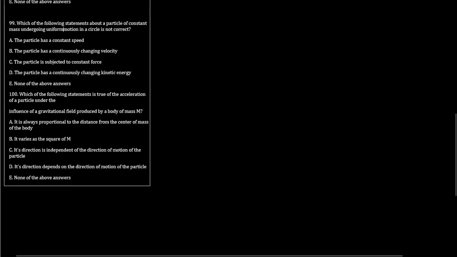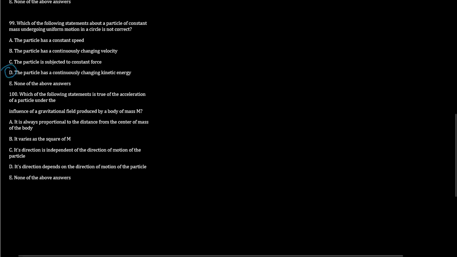Question number 99. Which of the following statements about a particle of constant mass undergoing uniform motion in a circle is not correct? Option A. The particle has a constant speed. Option B. The particle has a continuously changing velocity. Option C. The particle is subjected to constant force. Option D. The particle has continuously changing kinetic energy. E. None of the above. So the correct option here, what is wrong, is option D.